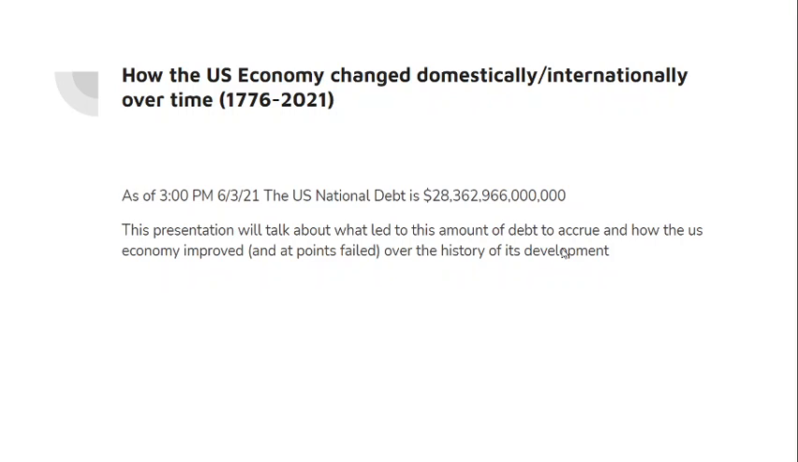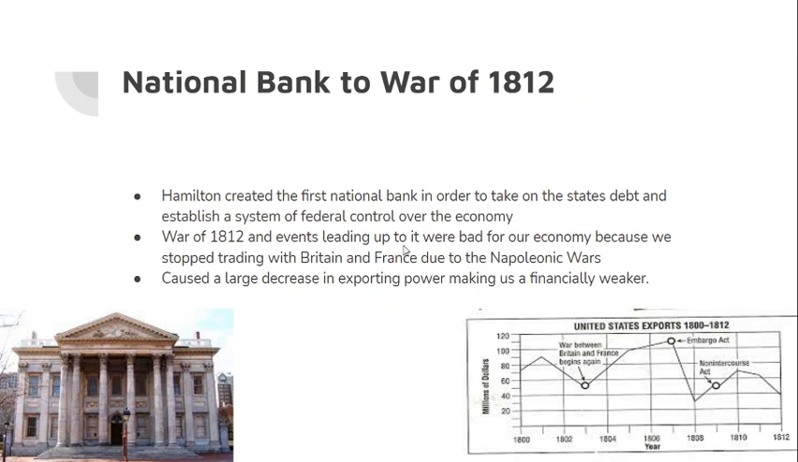So the question I'm addressing is how the U.S. economy changed domestically and internationally over time from 1776, which was the formal year that the U.S. gained independence, to 2021, which is today. As of 3 p.m. of June 3rd, 2021, the U.S. national debt is about $28.36 trillion. This is a huge amount, and this presentation will talk about what led to this amount of debt to accrue, and how the U.S. economy improved and at points failed over the history of its development.